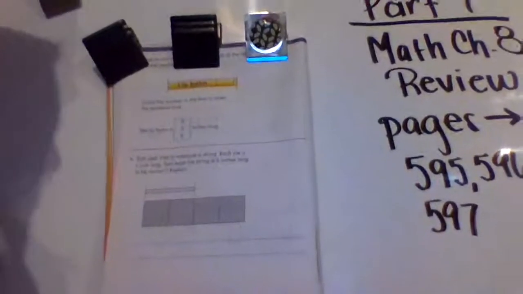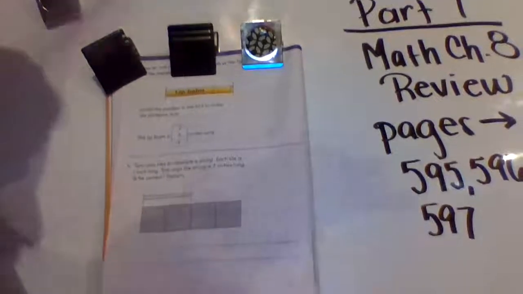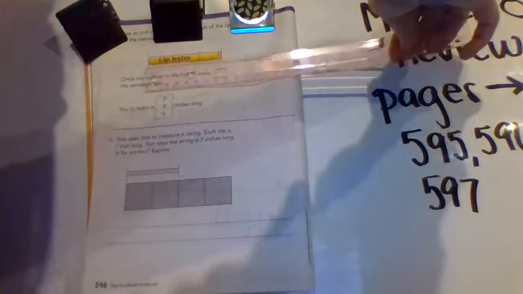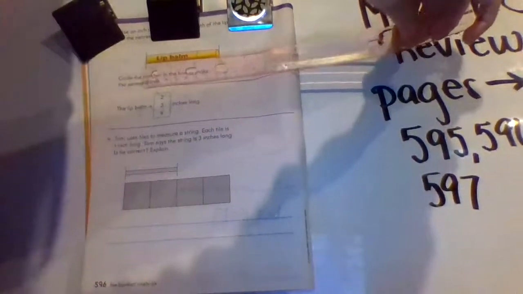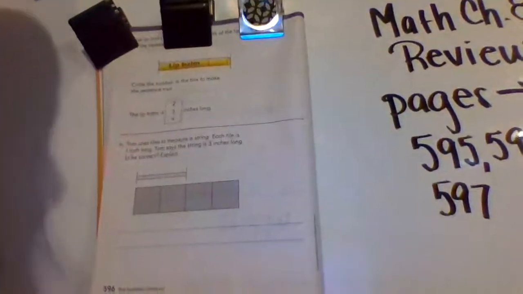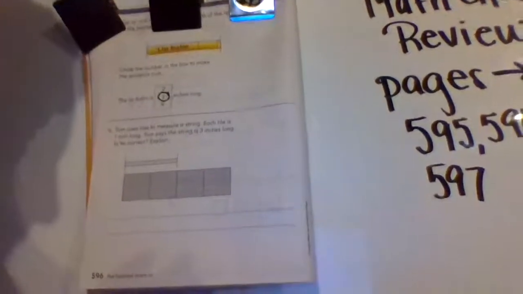All right, this says use an inch ruler. What is the length of the lip balm to the nearest inch? So we're on question number 3. And you need your ruler out. So make sure you are on the inch side of your ruler. You're going to start at the 0. And you're going to follow your finger all the way down and see which whole number it's closest to. And I can see that it is closest to 3 inches long. So you're just going to circle the 3 inches long.